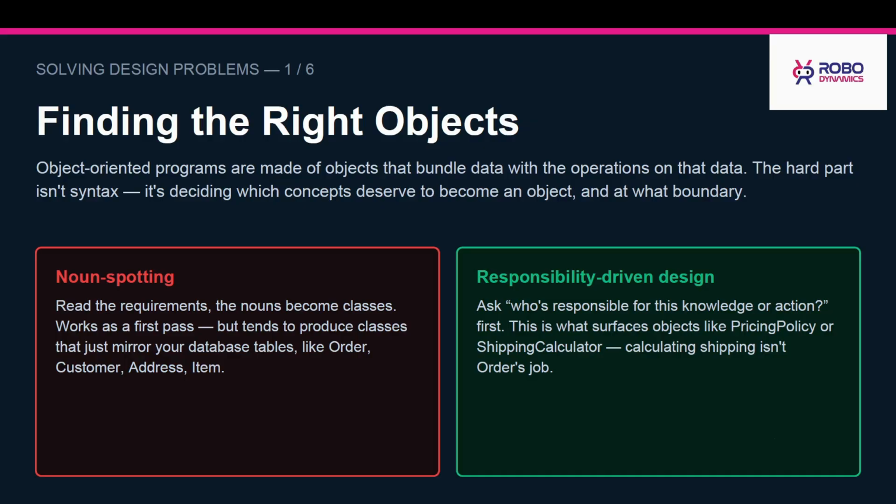What are we doing? We are identifying classes based on responsibility. Who is the one who is going to have the knowledge of this? Who is responsible for this action? We do not just spot nouns as classes by identifying the number of tables. That's what it is. Did you learn it? This is a great thing.